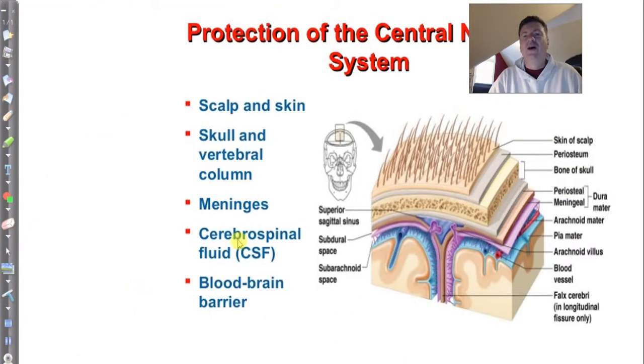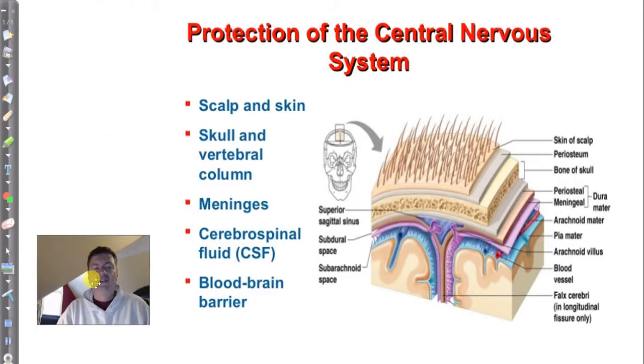There we go. For protections, think again about how the nervous system is protected. Central nervous system, that is. Scalp and skin do relatively little. Remember the skull, meninges, the cerebral spinal fluid, and the blood-brain barrier, the astrocytes, are very important barriers to protect the central nervous system because it is so vital.